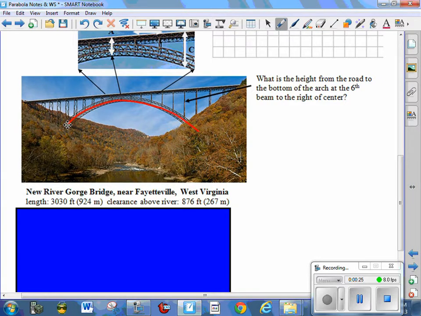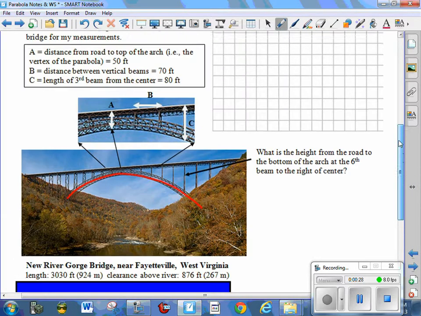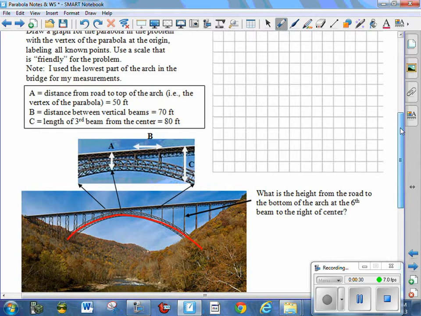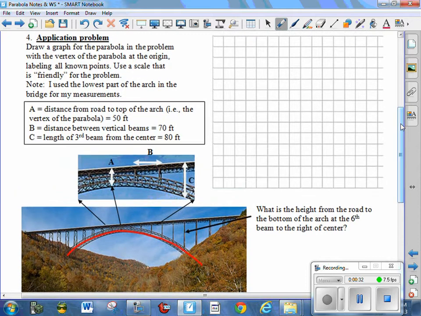So that's a parabola. We are going to look at some information about this bridge and use it to answer a question. The question we want to answer is this: What is the height of the road to the bottom of the arch at the sixth beam to the right of center? In other words, I want to know how long this beam is. And if I were building a bridge, that would be a useful piece of information to know. I would want to know how long each of the beams are, and I would need to use some sort of mathematical relationship to figure that out.